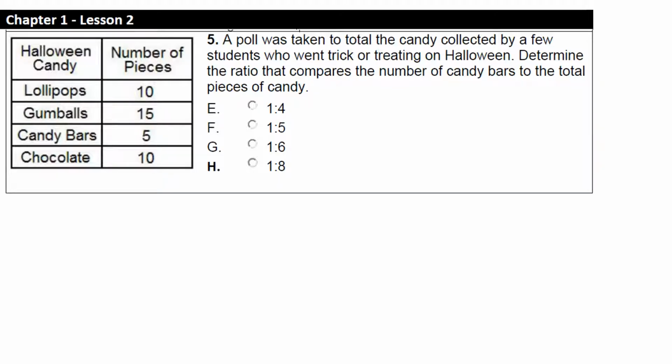Question 5. A poll was taken to total the candy collected by a few students who went trick-or-treating on Halloween. Determine the ratio that compares the number of candy bars to the total pieces of candy. So we're going to compare the number of candy bars to the total pieces of candy. So we're going to have candy bars compared to total.